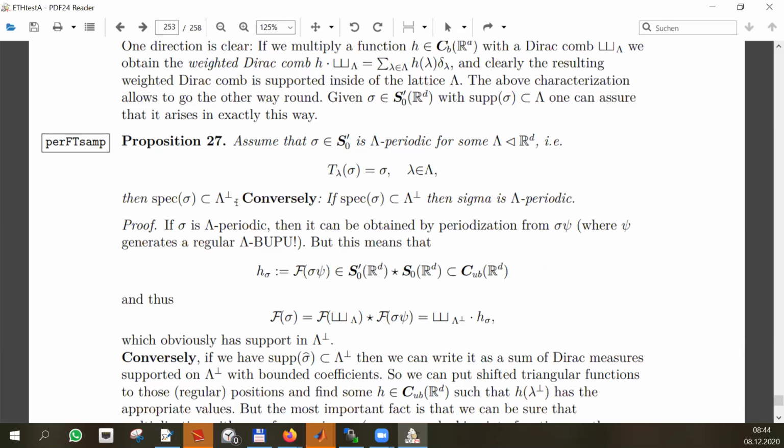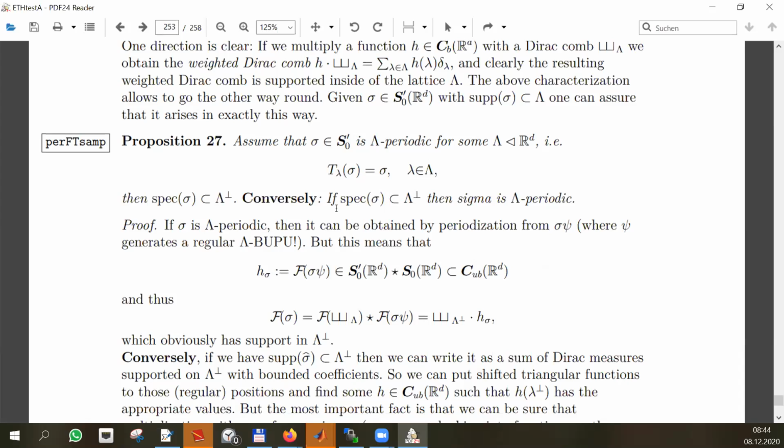But now we're able to do a converse. If you're saying, oh, I see a Fourier transform, or I know that the support of the Fourier transform of my mild distribution is inside of a lattice. And for consistency, I call this lambda perp, because lambda perp perp is, of course, lambda.